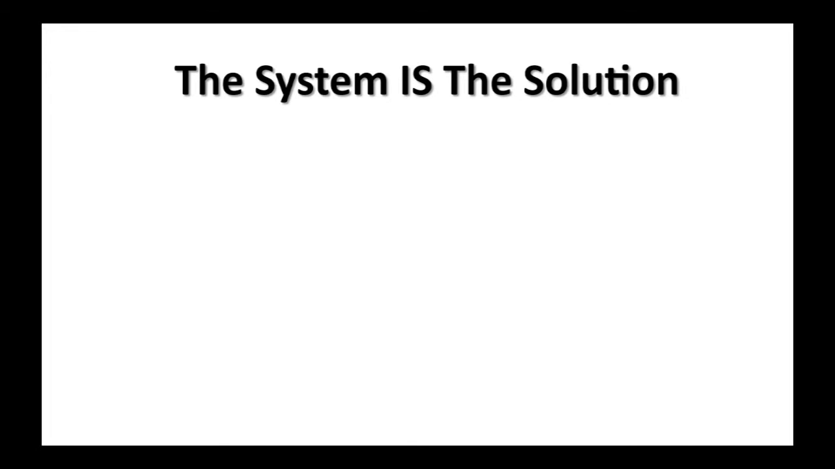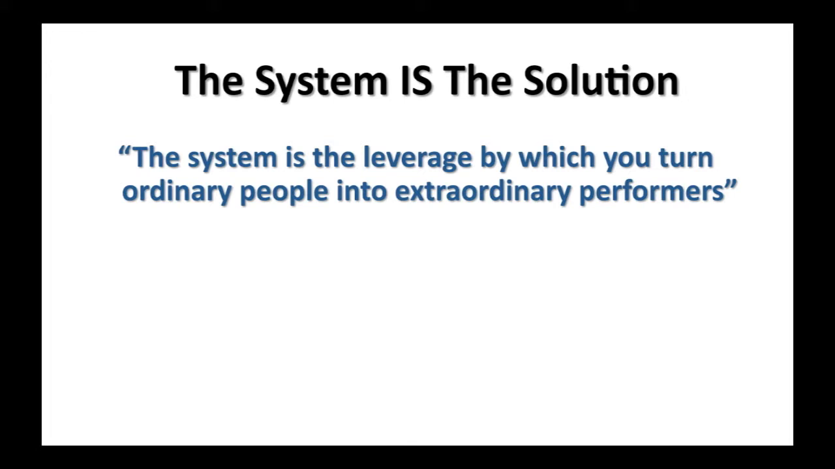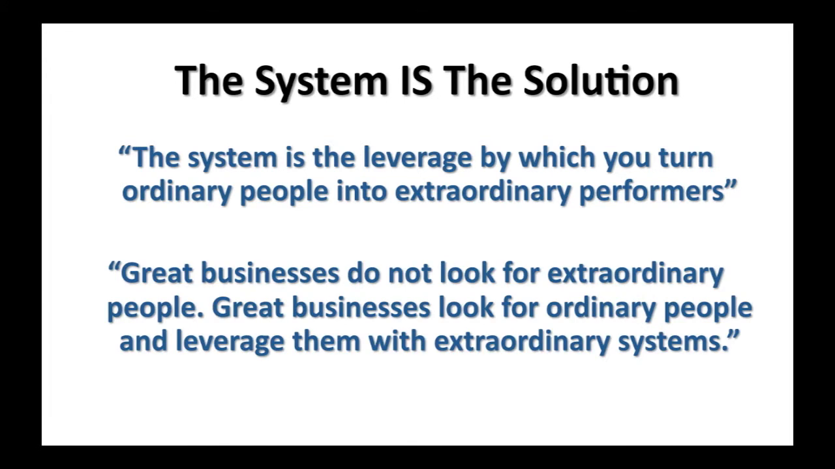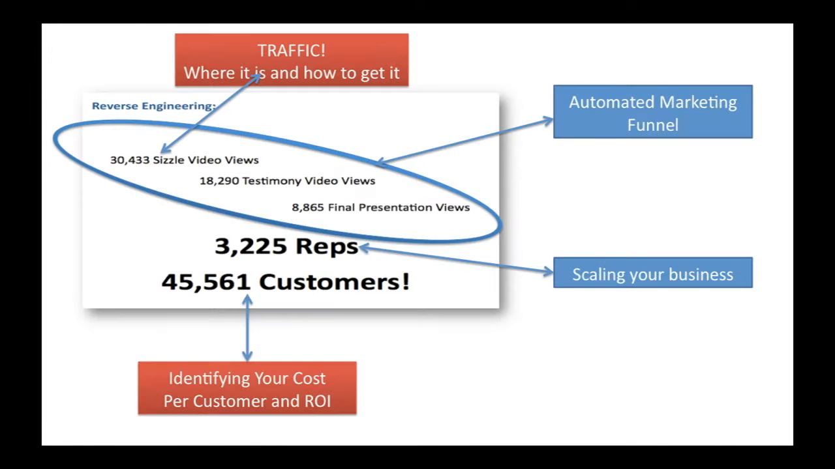I don't understand it. Okay, the system, and this is why I come down to these are just core things I want to repeat to you. Systems of leverage by which you turn ordinary people into extraordinary performers. That's what I was always asking myself, because I had identified that great businesses don't necessarily look for extraordinary people. Great businesses look for ordinary people and leverage them with extraordinary systems. Example, McDonald's, right? Everybody can tell you where the deep fryers are located in their business.